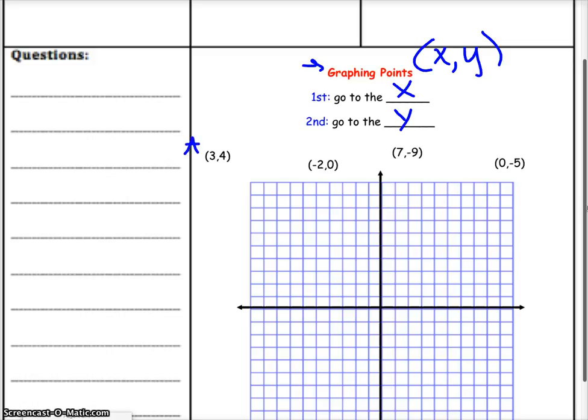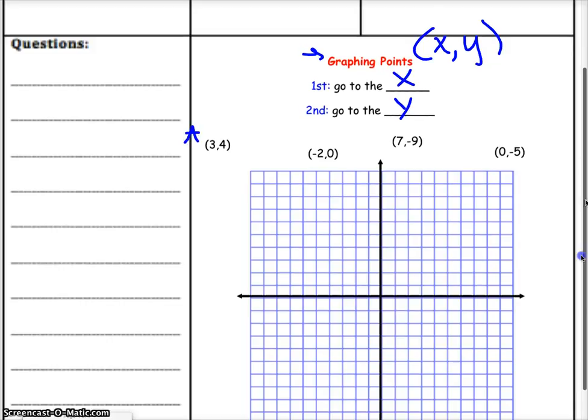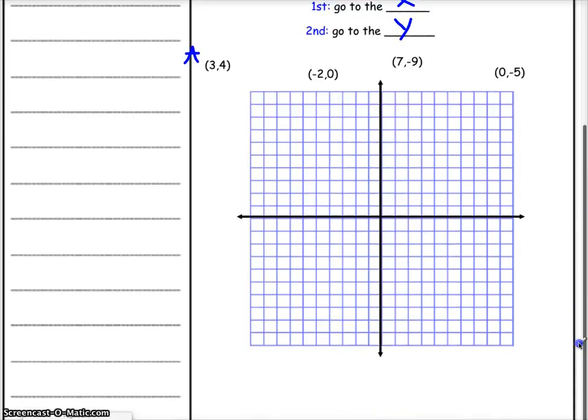So the point 3, 4. My x is +3. That means I'm going 3 to the right. 1, 2, 3. Then I'm going up 4. 1, 2, 3, 4. This is my point. So I'm just drawing the little dashes so you can see how I'm getting there. So this is my point A.